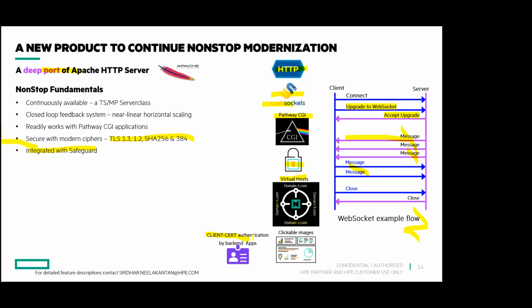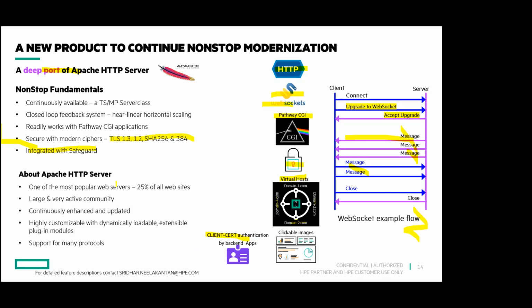And remember, normally the authentication and authorization done by this HTTP server is at the transport layer, right? HTTP is a transport layer protocol, but client certificate authentication actually takes place at the OSI model layer 7, the application layer. So that's a very important feature that we're rolling out in 1.1. Okay, and I'll also highlight here on the left-hand side, the closed loop feedback system. Near linear horizontal scaling is enabled. There's a feedback loop that continuously works, and that ensures that the HTTP server is scaling out and scaling in as required. And it's continuously available because the HTTP server is a TS/MP server class.